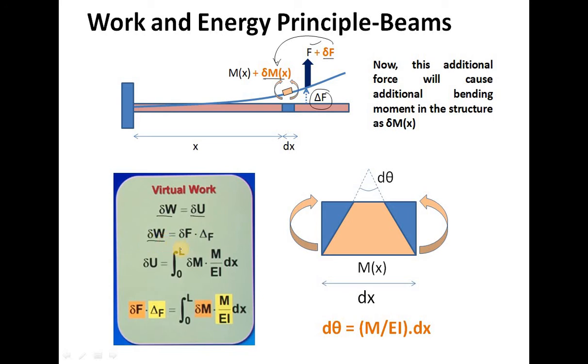So the additional work done is given as delta F times delta F, and the additional strain energy which is developed because of the application of this additional load is the integral from 0 to L of delta M times d theta, where d theta is once again M by EI into dx.